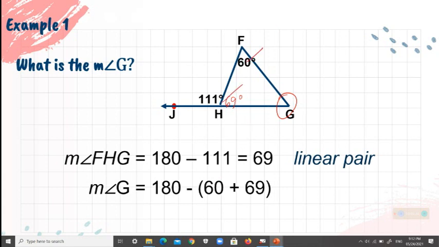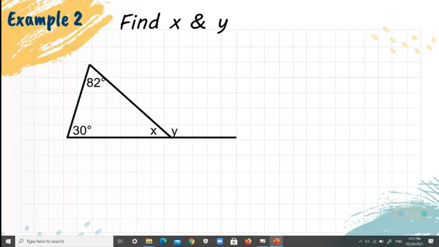Why? Because we have here a triangle, and we all know that the sum of the measures of the three angles of a triangle is equal to 180. So that's why you have to subtract the sum of these two angles from 180 for you to find the measure of angle G. So that's why we will obtain 51 degrees. Okay? So, any question? Okay, let's have example 2.